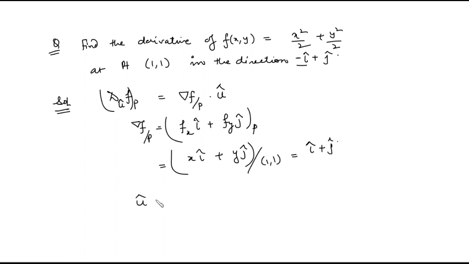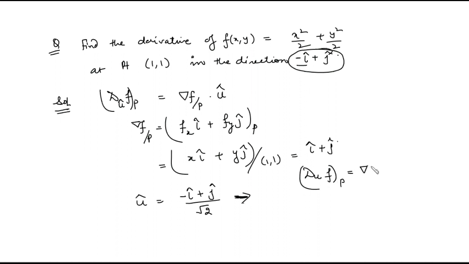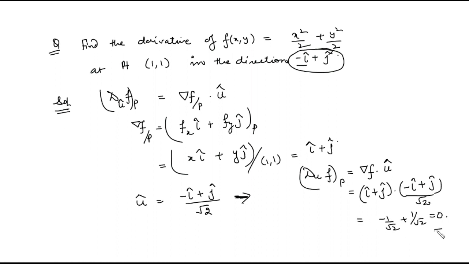Right? Now here it is not a unit vector. So we will first make it a unit vector by dividing by its magnitude, square root of 1 plus 1, which is square root of 2. So this is our unit vector now. Now the directional derivative of the function at a point P will be the dot product of these two. Substitute the values: i plus j cap, dot product with minus i plus j, divided by square root of 2. So this comes out to be 0. So the derivative of the function at this point in this direction is 0.